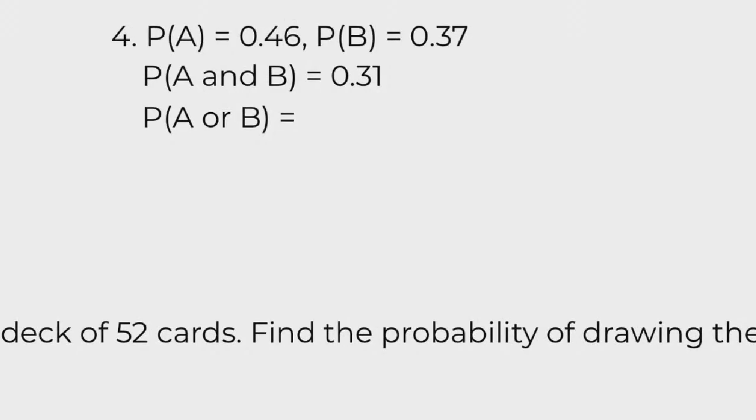Okay, number 4, we're looking for probability of A or B. We're given that probability of A is 0.46, probability of B is 0.37, and probability of A and B is 0.31. So you'll get 0.52.